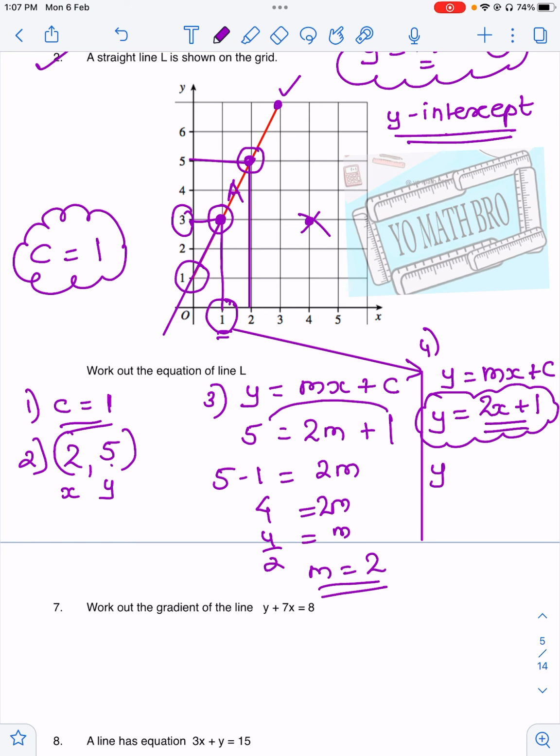Let us see. y is equal to 2 into 1 plus 1. So 2 ones are 2, plus 1. y is 3. Yes, y is 3. So that means my equation is correct.